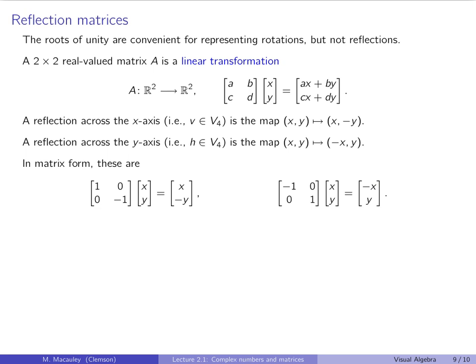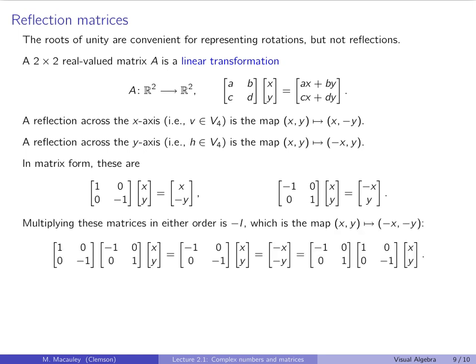In matrix form, these two reflections across the x-axis and the y-axis are just given by these matrices: [1, 0; 0, -1] and [-1, 0; 0, 1]. And if you multiply them in either order, not surprisingly, you get the negative identity matrix, which is the map sending (x, y) to (-x, -y). You can see that right here.